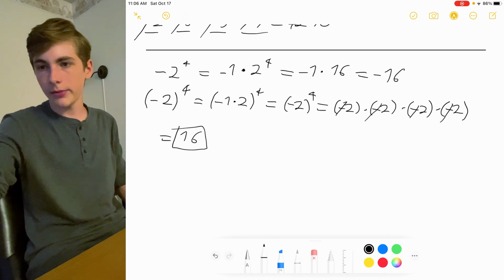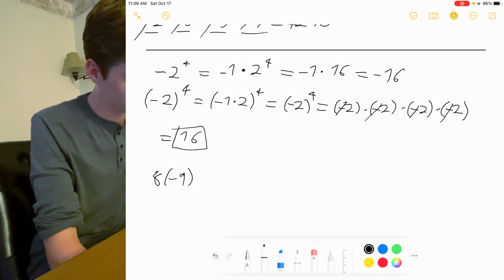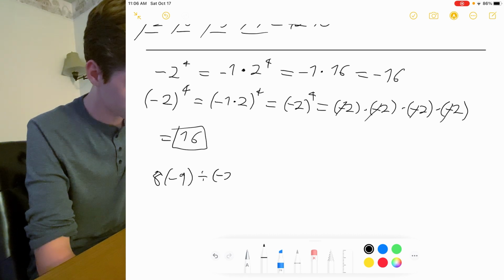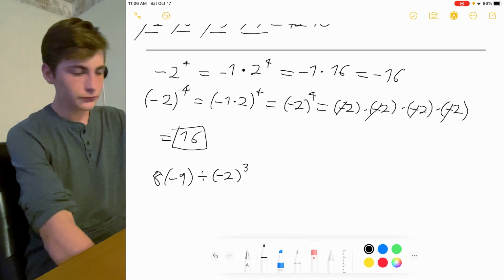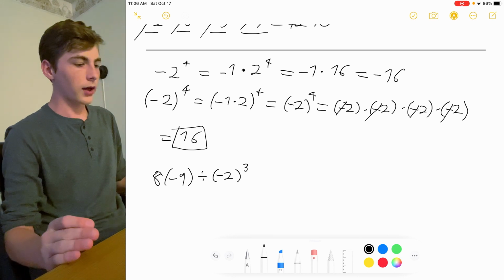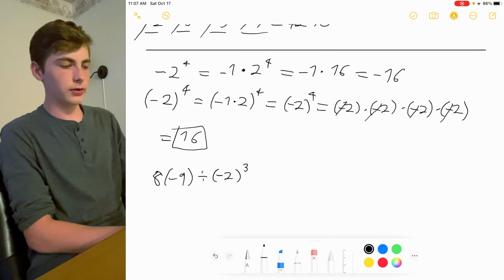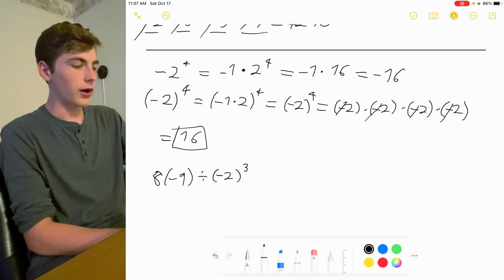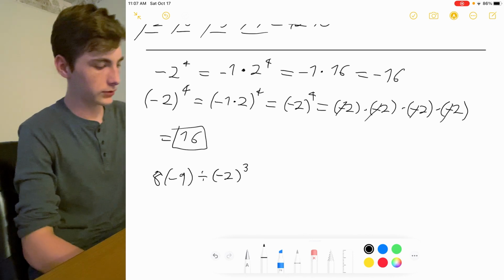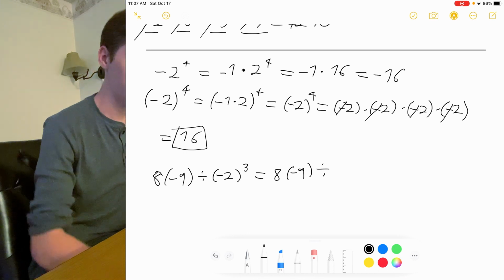So I'm just going to go over another example really quickly. Let's say we have 8 times negative 9, and we're dividing that by negative 2 to the 3rd. Again, we know our PEMDAS. What happens first? The stuff in parentheses. There's not really much going on here because we just have negative 9 and negative 2, so we pretty much are done with that. What comes after parentheses? Exponents. So we're going to have 8 times negative 9 divided by negative 2 to the 3rd.